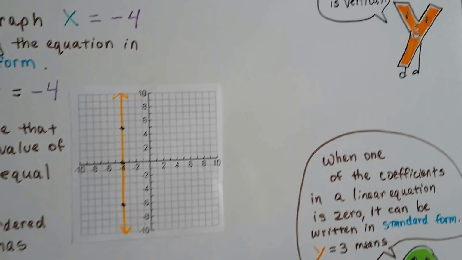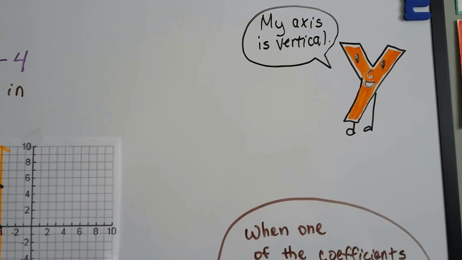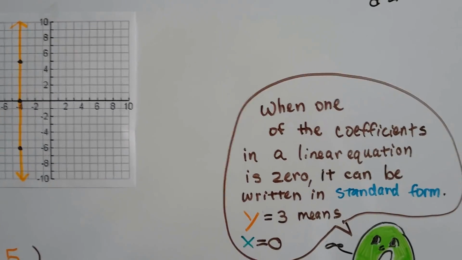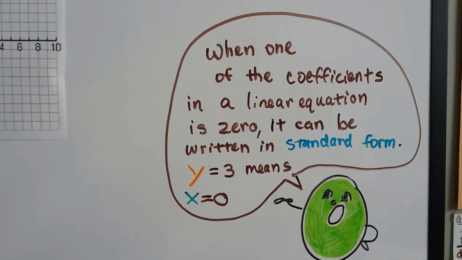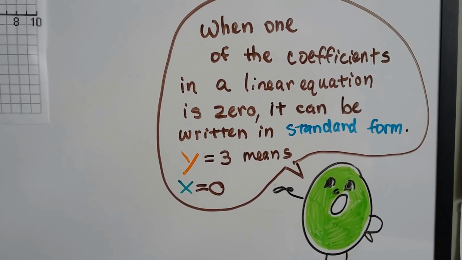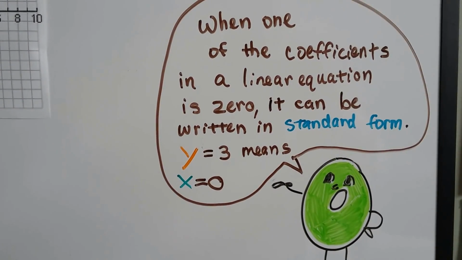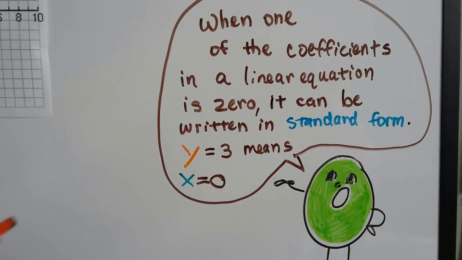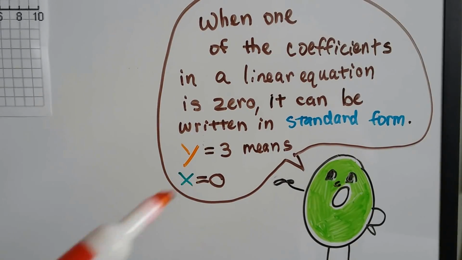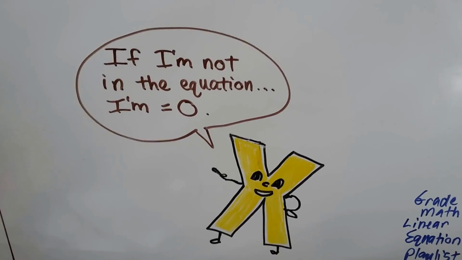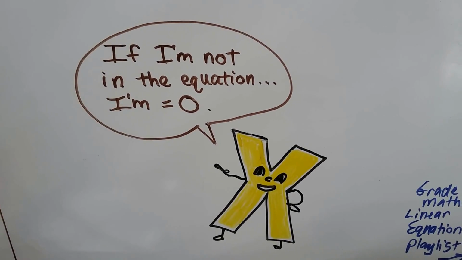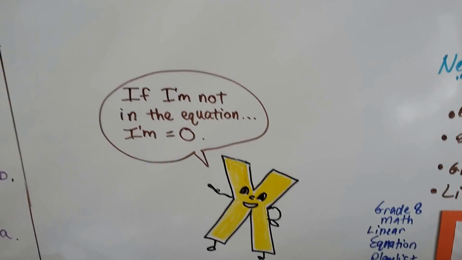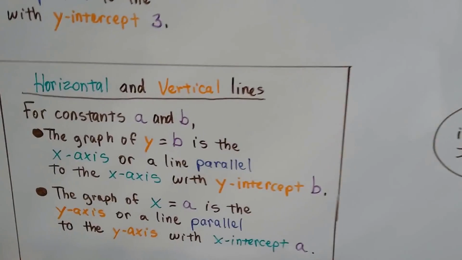So remember, the y-axis is vertical, the x-axis is horizontal, and when one of the coefficients in a linear equation is 0, it can be written in standard form. So if you see something like y is equal to 3, there's no x in here, so x is equal to 0. If x isn't in the equation, it's 0. And if y isn't in the equation, it's 0. All right? And then you can write it in standard form.